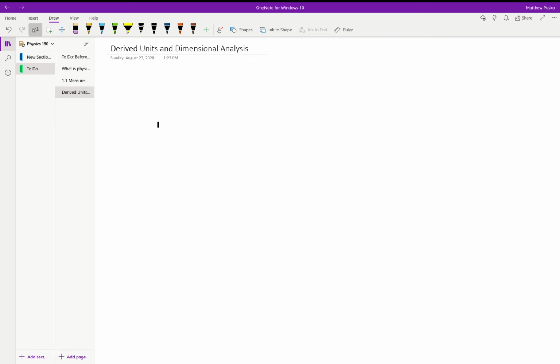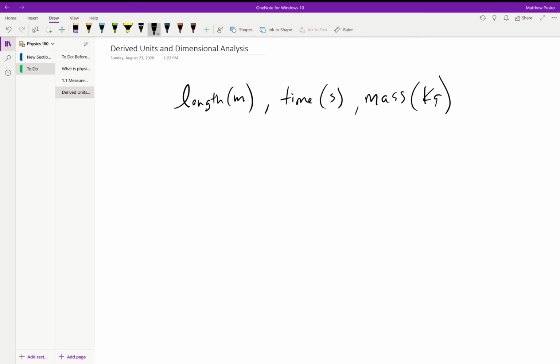Okay, so we've learned what the big three units of measurement are. We have length in meters, time in seconds, and mass in kilograms. So everything should be converted into that.